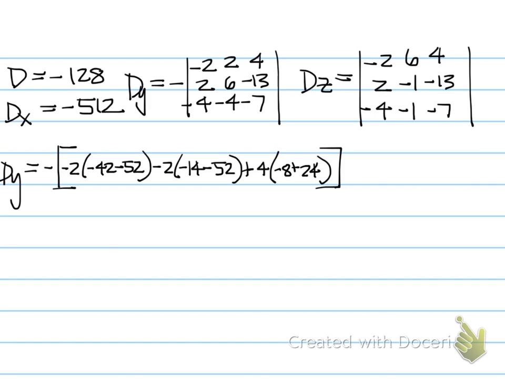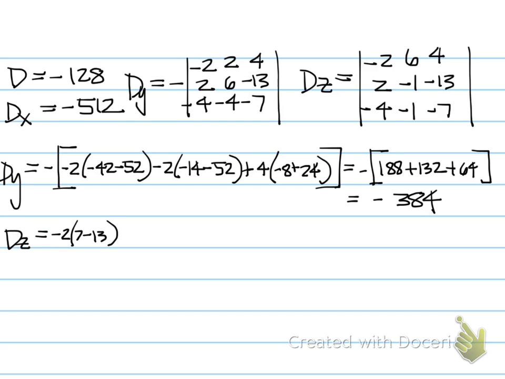And then we go to the last element in the first row, which is that 4. Cross out all the other elements in the same row and column as the 4 and find the determinant of those remaining values. 2 times -4 is -8 minus -4 times 6, which is -24. Once we simplify, we get -384 for the y determinant.